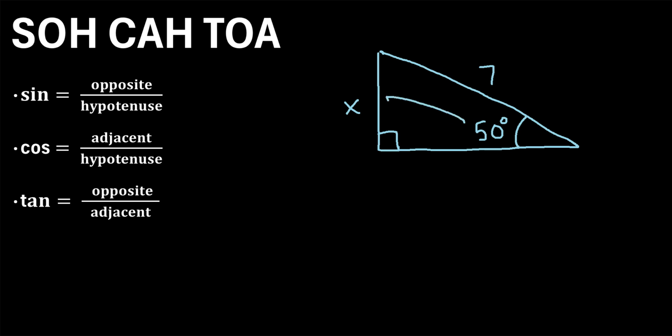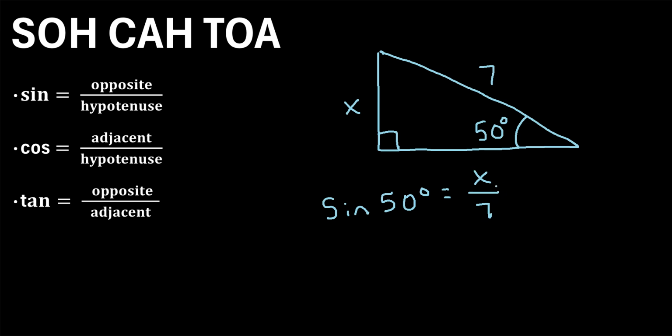So we know we have the opposite side of the angle, which is O in our acronym, and we are also given the hypotenuse, which is the H in our acronym. So which one of these three has O and H in the acronym? Well, that would be this first one right here, the S, which stands for sine. So what we can say is the sine of the angle, which we're told is 50 degrees, must be equal to the opposite side, so x, divided by the hypotenuse, which is 7.